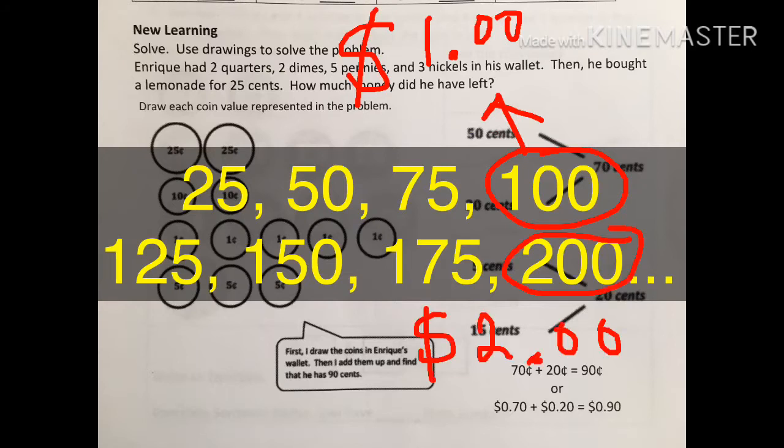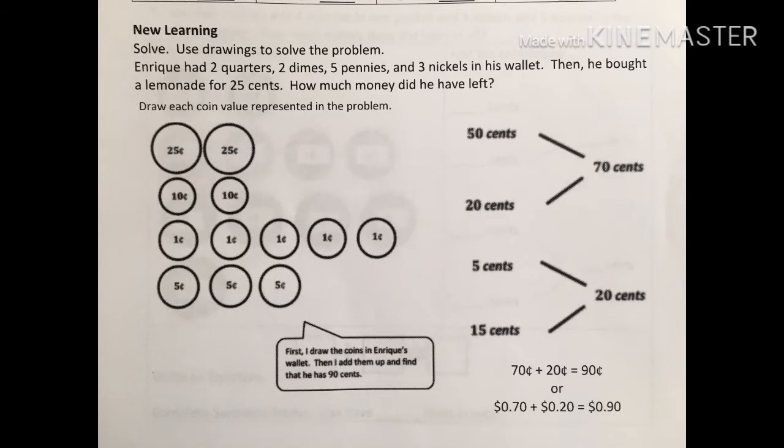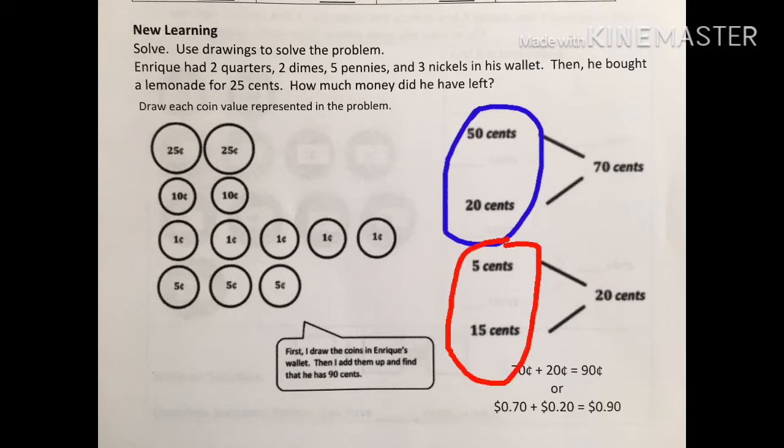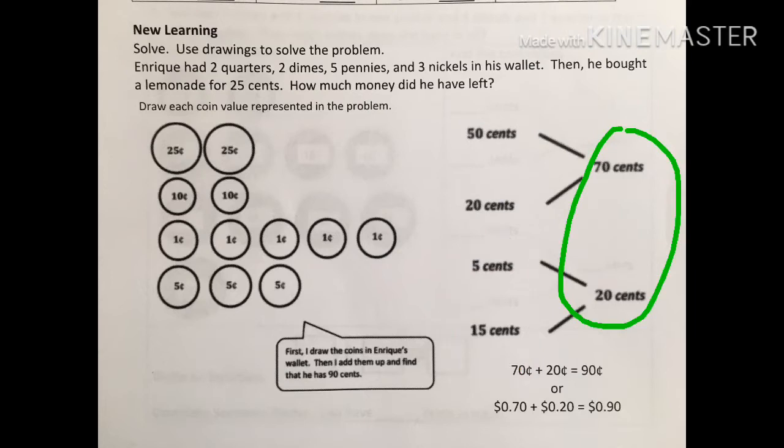Practice this with real quarters at home. The next step is to add the amounts that we found. 50 plus 20, 5 plus 15, and finally 70 plus 20 cents. 70 plus 20 equals 90. 90 cents is the total amount of money.